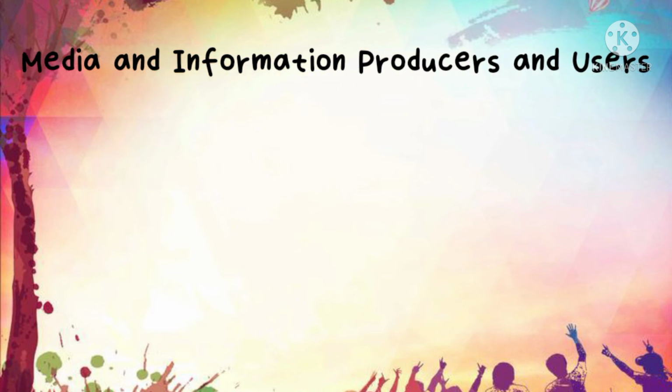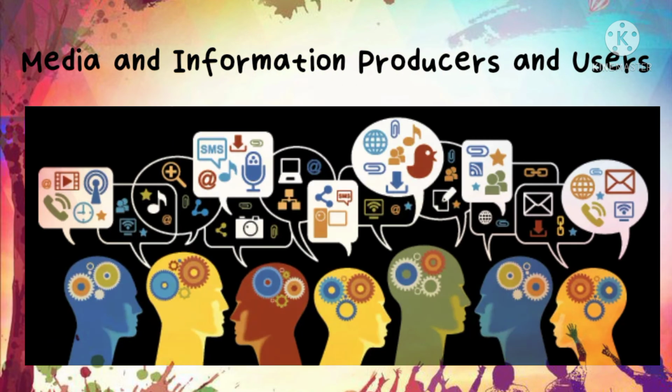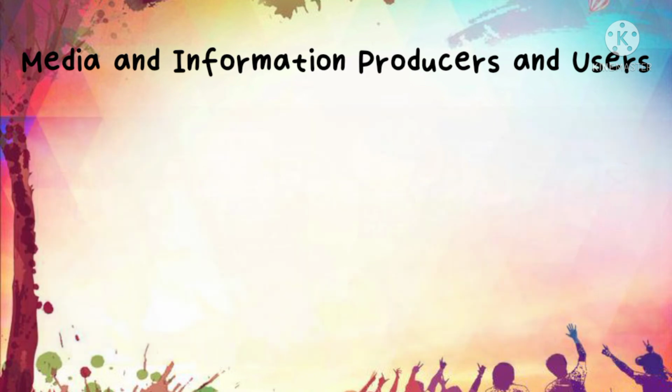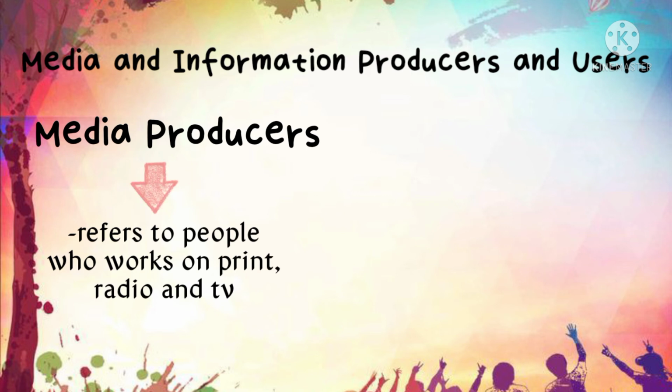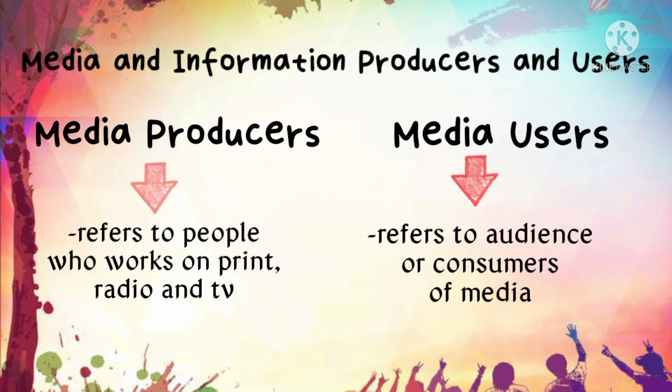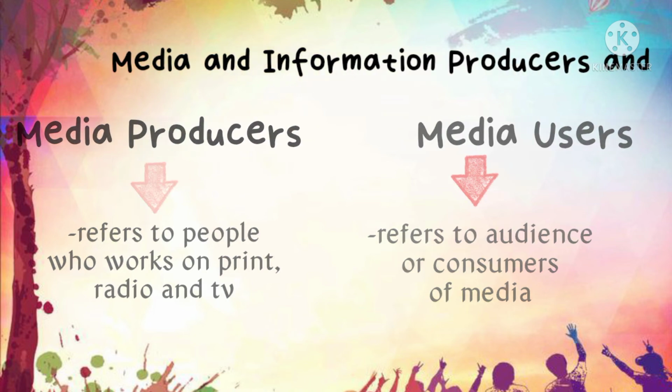So now down to our last topic for communication, media, and information is the media and information producers and users. In recent years, however, media producers now include those who contribute intellectual or creative content in both the traditional media platforms, examples are print, radio, and television, and the new media, which is the internet. Media users refers to the audience or consumers of media. They are the receivers of information disseminated by media producers. The producer and user can alternatively act as both in the process of communication.